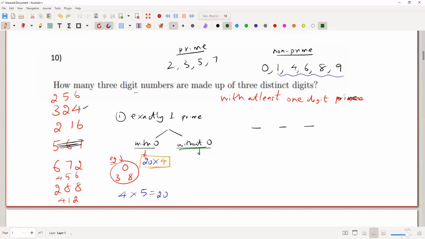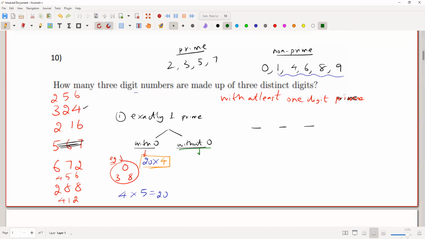So did you understand how I arrived at the 20? 4 into 5 equal to 20. Yes, so that I got. After that, I have to arrange 0, 3 and 8, correct? So 0, 3 and 8, three numbers can normally be arranged in 3 factorial, which is 6 ways. But the number cannot start with 0. So I'll subtract off the two numbers which start with 0. So it's only 4 numbers using 0, 3 and 8.